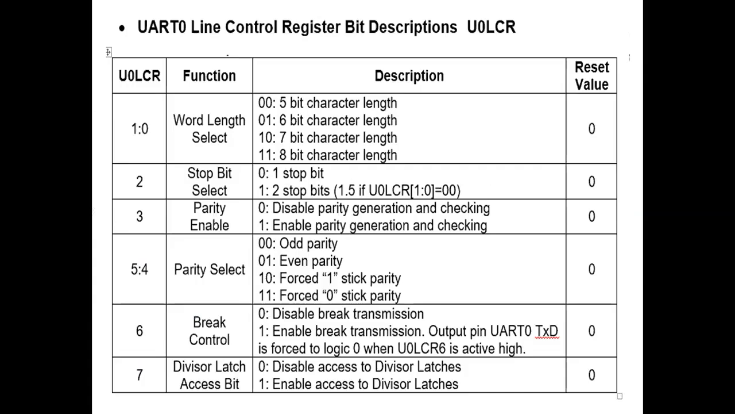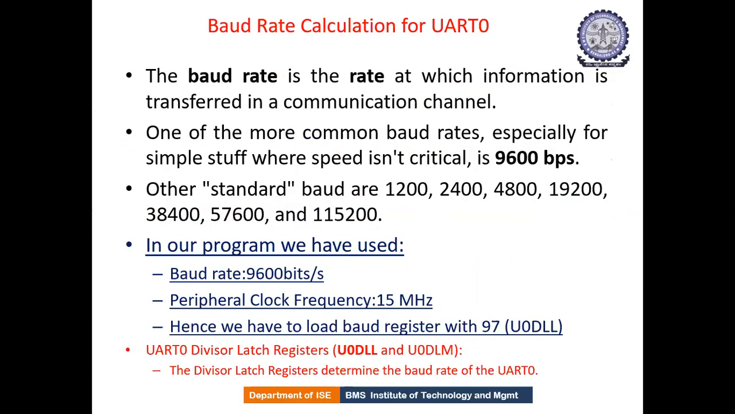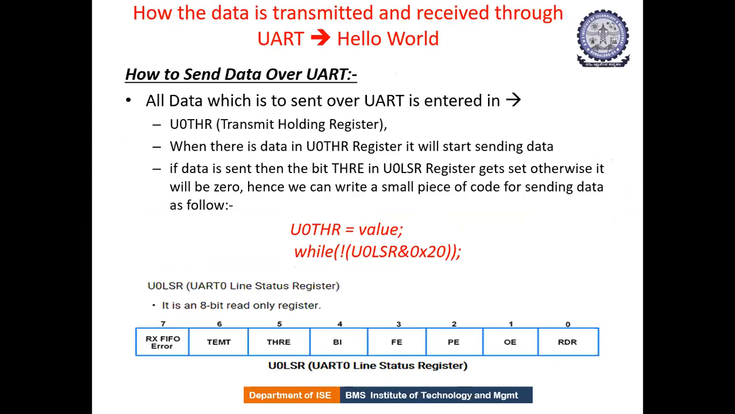And the next one: this is all about the initialization. Now, within the program, what will happen? The data you send will be stored in a register called U0THR. THR stands for transmit holding register. That means whatever data you want to transmit will be sent to U0THR, so the data will be present in U0THR.